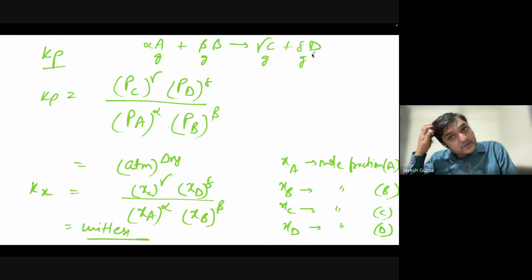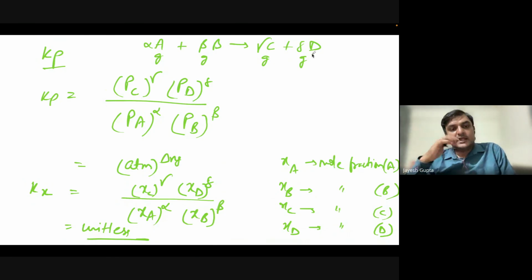So this I have written: product of partial pressure of products raised to their particular coefficients, and then divided by partial pressure of A raised to the alpha and partial pressure of B raised to the power beta. In the denominator, I have written the reactant partial pressure product raised to the power of their particular coefficients. So in this way, we are writing.